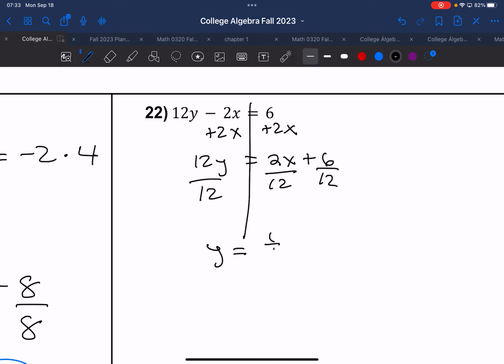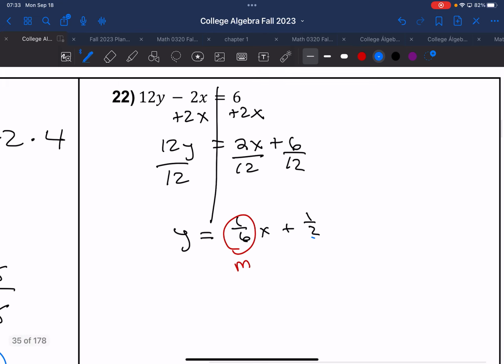One over 6 x. Remember, the x is separate from that number. Plus 1/2. Okay, so that means my slope is that 1 over 6. And my point just consists of a fraction this time. So 0, 1/2. Which we know is the same as saying 0.5.